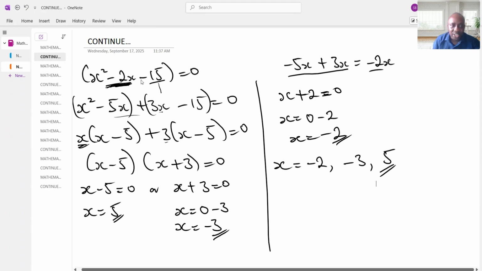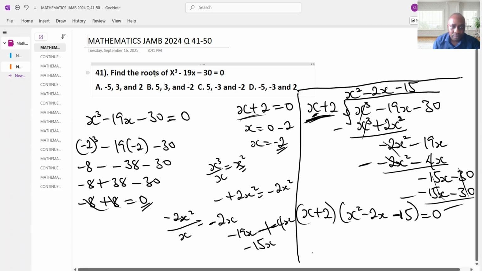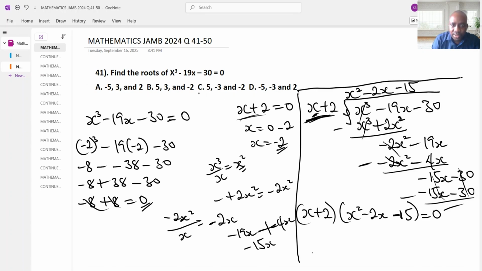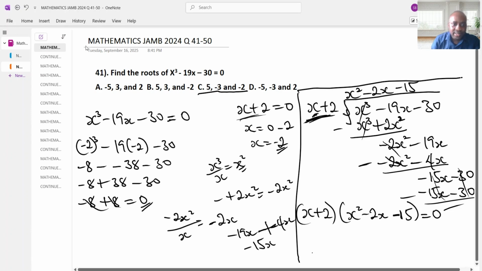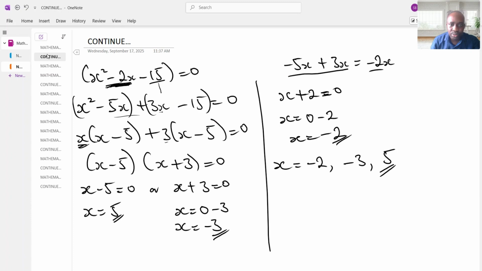Let's go and check the answer. Minus 2, minus 3, and 5. Yes, our final answer is minus 2, minus 3, and positive 5, which is C. We have C: positive 5, minus 3, minus 2, and positive 5. The correct answer is C. Let me go to the next page to look at it. Final answer is C. Let's move to the next question.